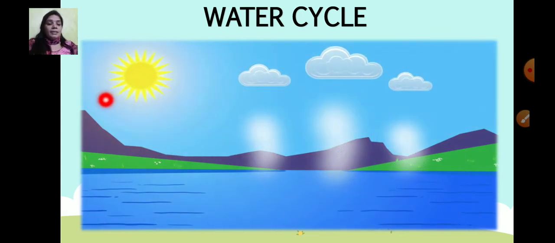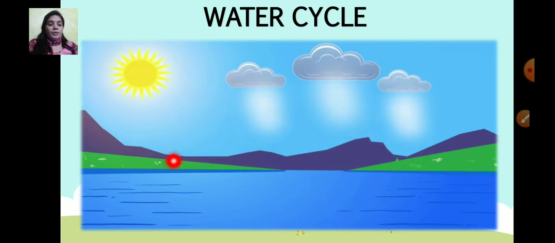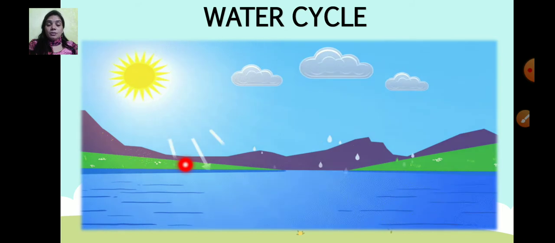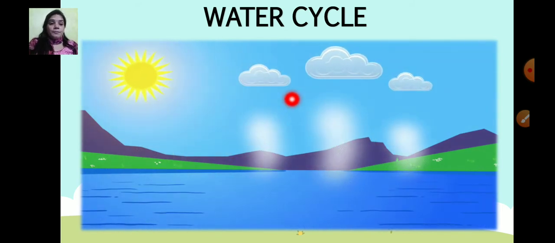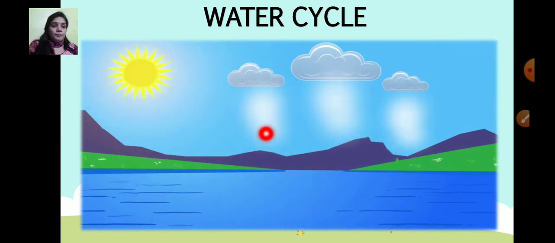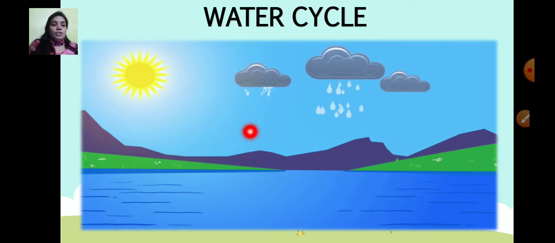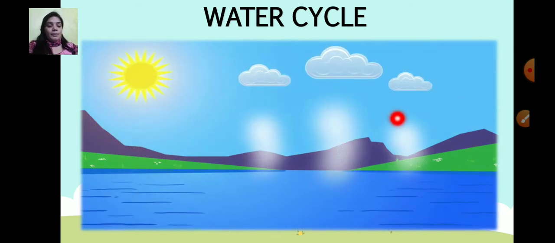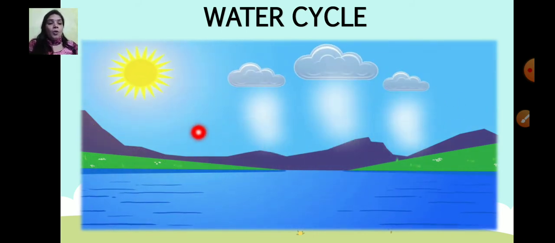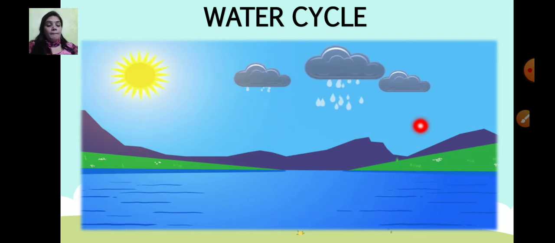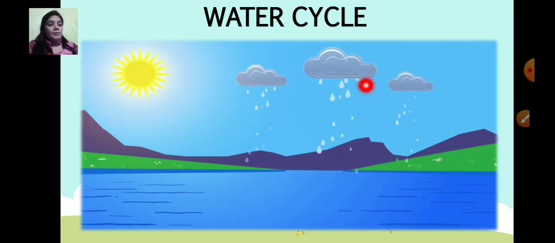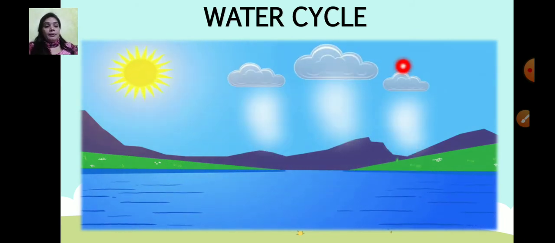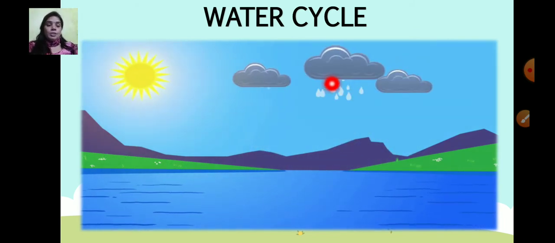So as the sun shines down on the earth, water in lakes, rivers and oceans evaporates. So can you see this evaporation? And it changes into water vapor. And the air along with the water vapor becomes warm and rises up. As it rises higher in the sky, it cools down.